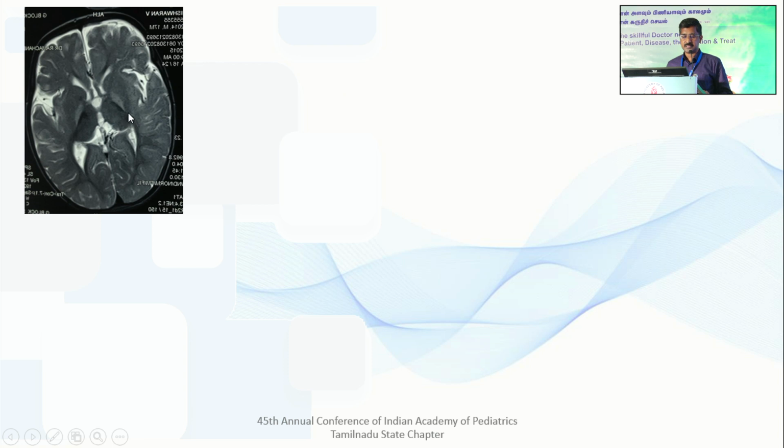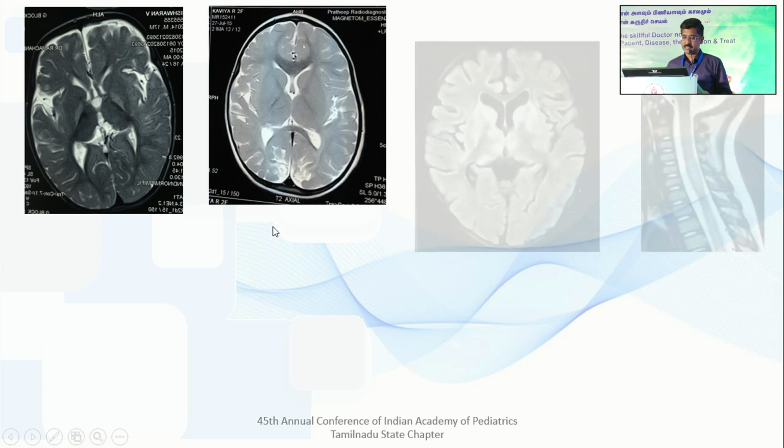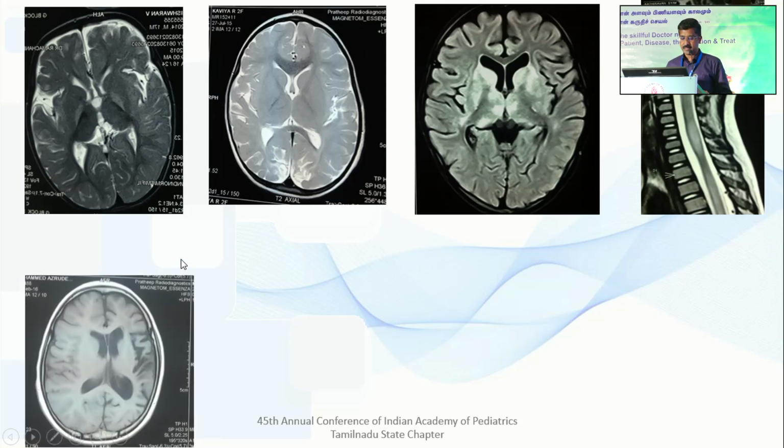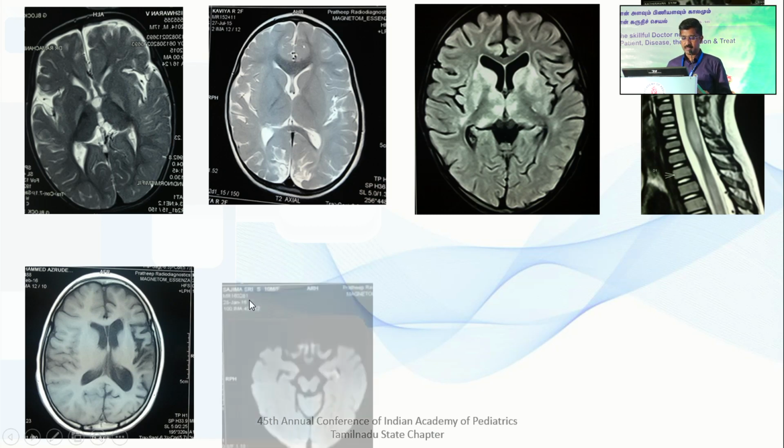And this is kernicterus sequelae involving the bilateral basal ganglia. This is a typical hypoglycemic injury in a newborn, predominantly affecting the parieto-occipital region. And of course, multiple hyperintense lesions in the brain and spinal cord, part of ADEM. This is a case of Rasmussen involving the left hemiatrophy.